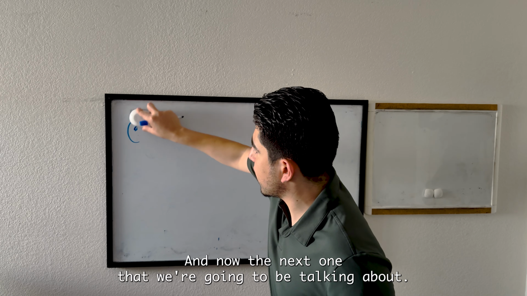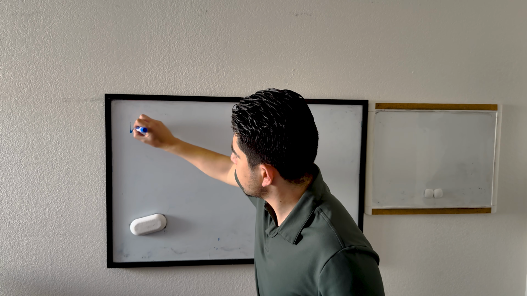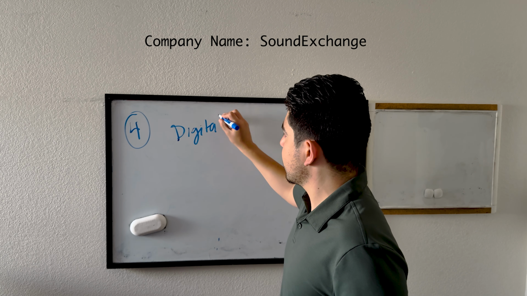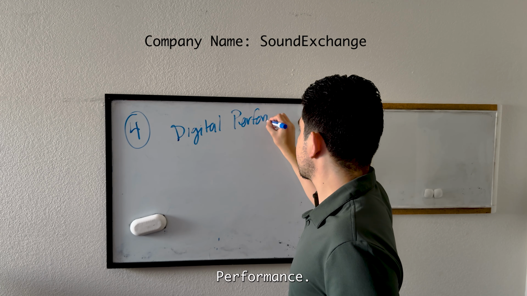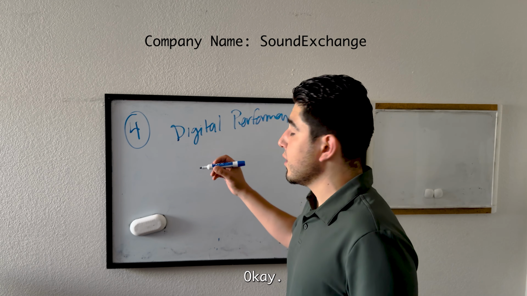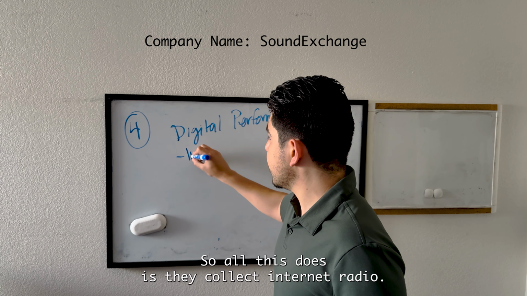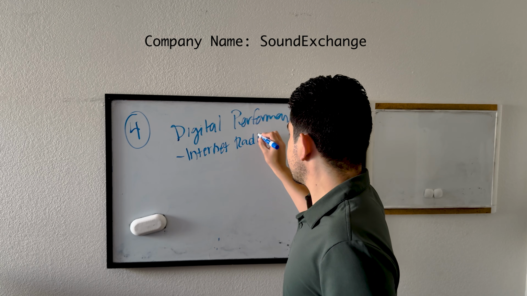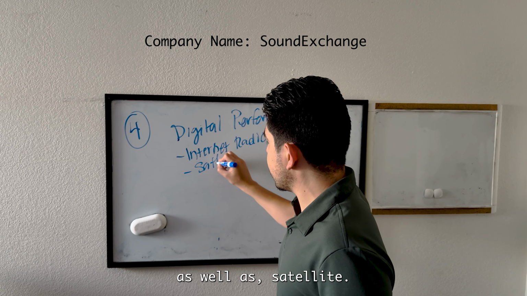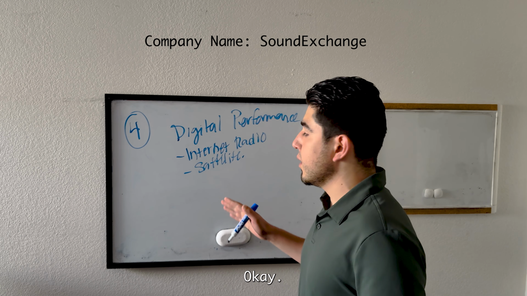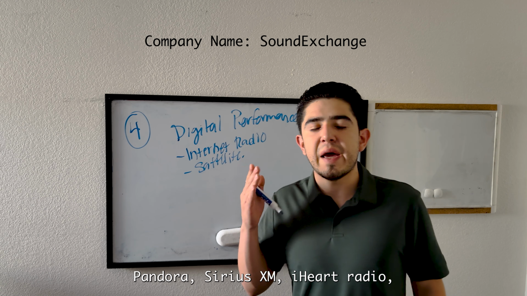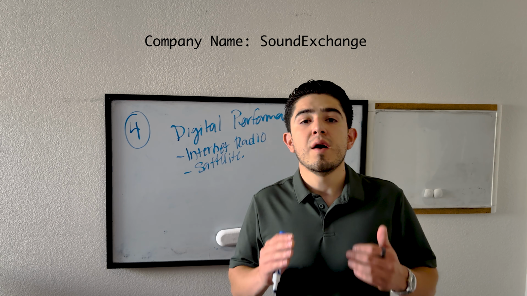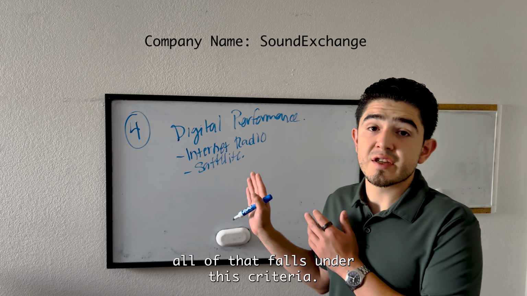And now the next one that we're going to be talking about is digital performance. Okay? So all this does is they collect internet radio, as well as satellite, okay? So examples of this would probably be Pandora, Sirius XM, iHeartRadio, all of that falls under this criteria.